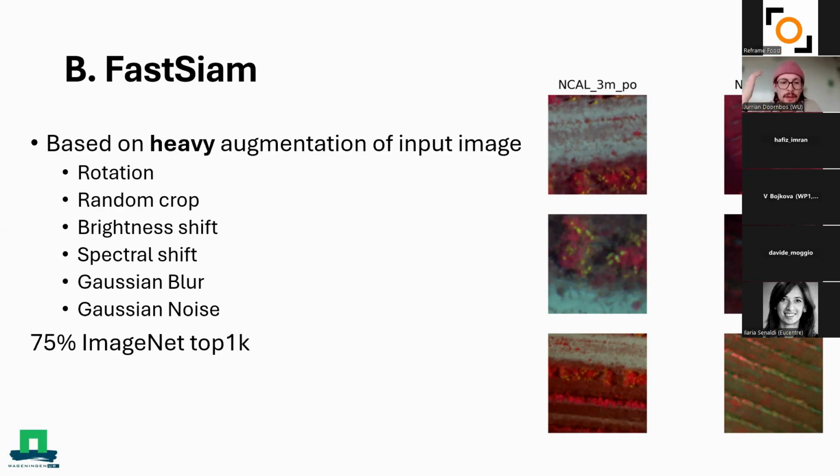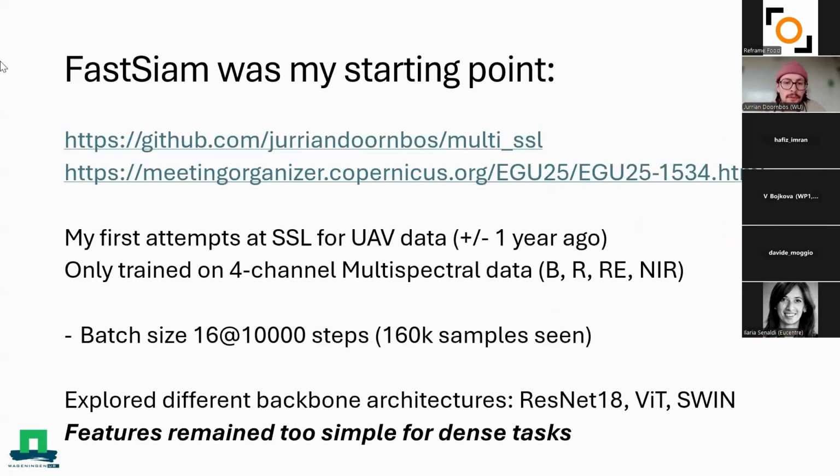I took different kinds of drone data, a lot of 4-channel multispectral, so blue, red edge, and NIR images. I trained on a batch size of 16 for around 10,000 steps, so it sees around 160,000 images in total. The total data set was around 100,000. I explored different backbone architectures and how this works. There's a paper on it and also a nice GitHub to start with.